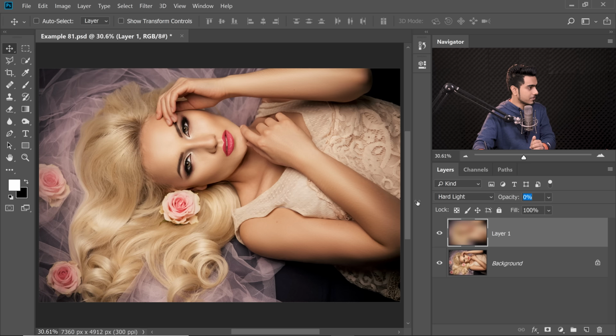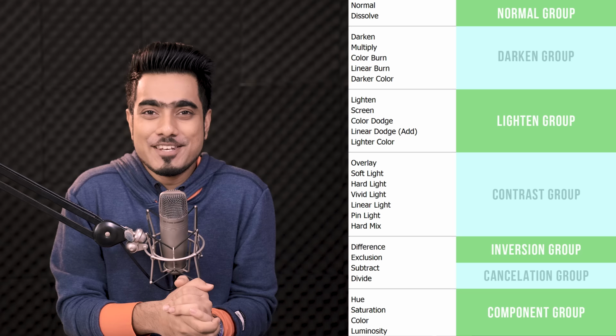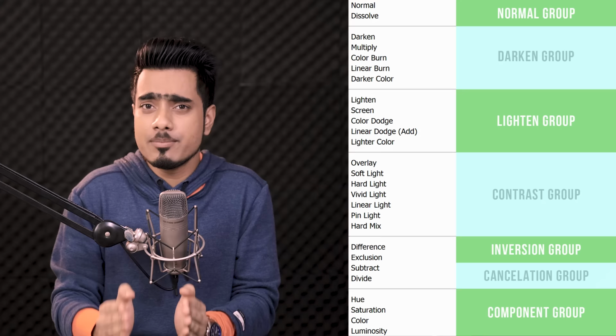So here's the before, here's the after. Adding that colorful punch and a little bit of faded contrast, it's creating a really nice effect. Before, after. Subtle, but nice. Now let's talk about the next blend modes, Vivid Light and Linear Light, together, because both of them are very similar, but with one major difference.